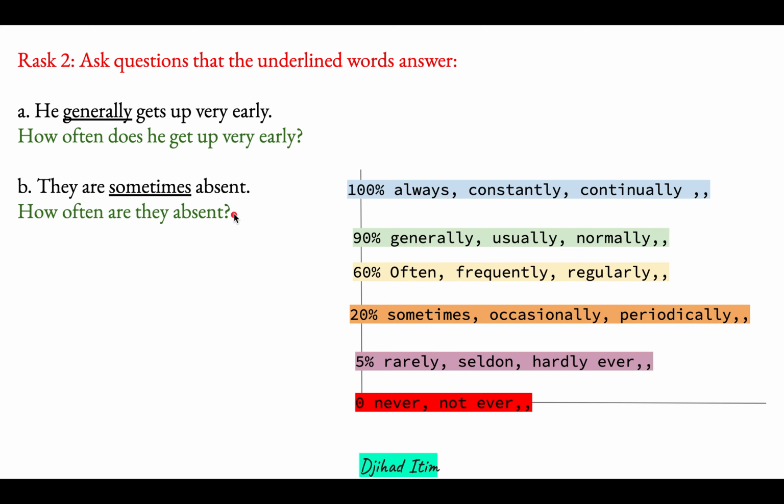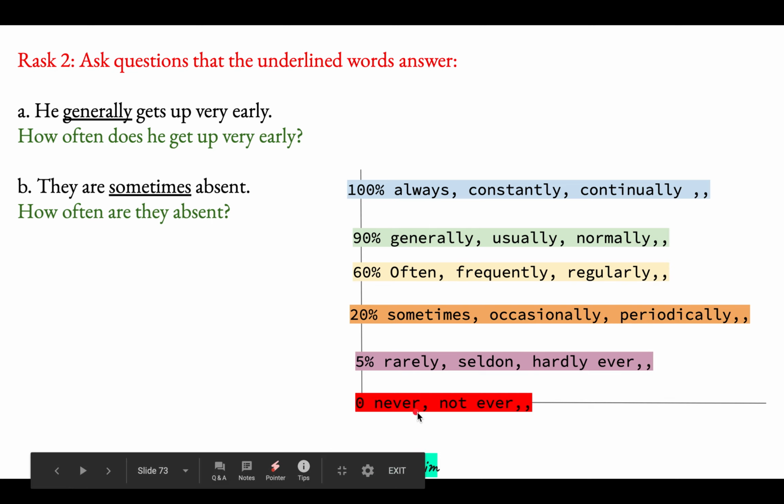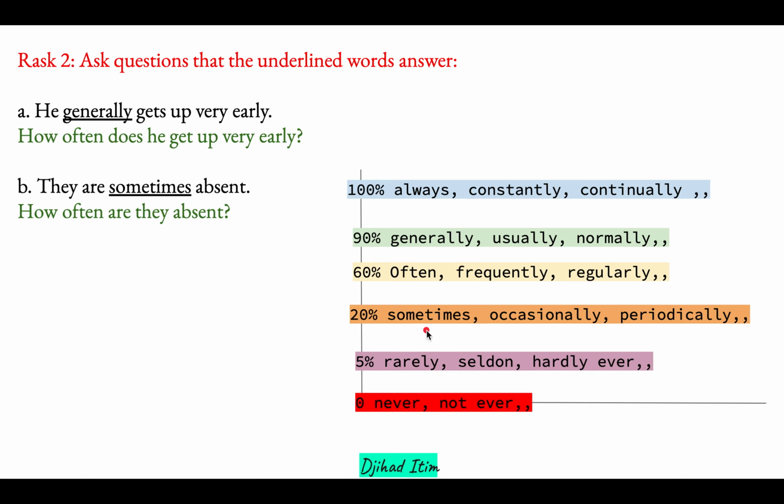Okay. And we have here this bar graph which presents different frequency adverbs that you can use. 0, never, not ever. 5%, we have rarely, seldom, hardly ever. 20%, sometimes, occasionally, periodically. 60%, often, frequently, regularly. 90%, generally, usually, normally. 100%, always, constantly, continually. So that's it.